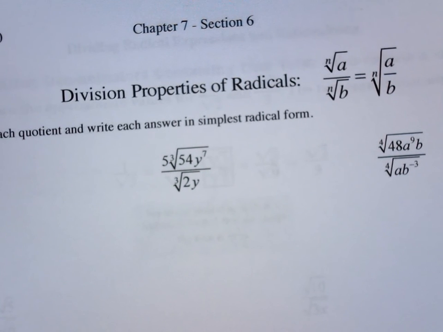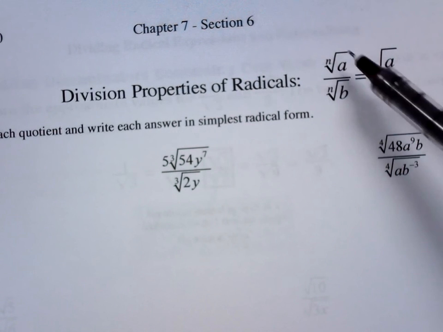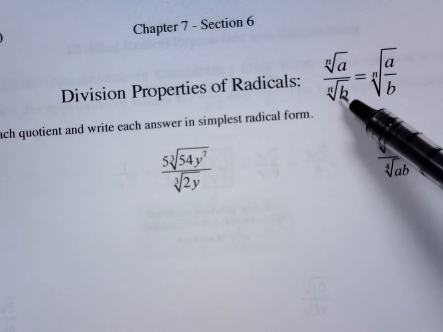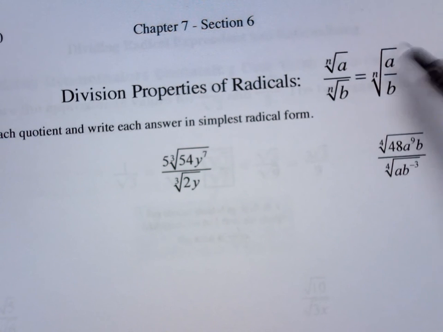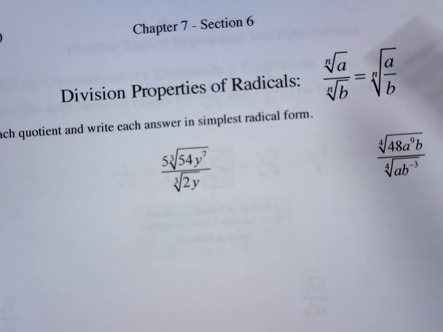7.6 deals with division properties of radicals, and we've done this already, if not mentally, but physically. That says if I have two radicals, as long as they're the same index, I can write them as one. And we've done this already when we were simplifying radicals. If we have one radical, we can write it as two. That's all this is about.